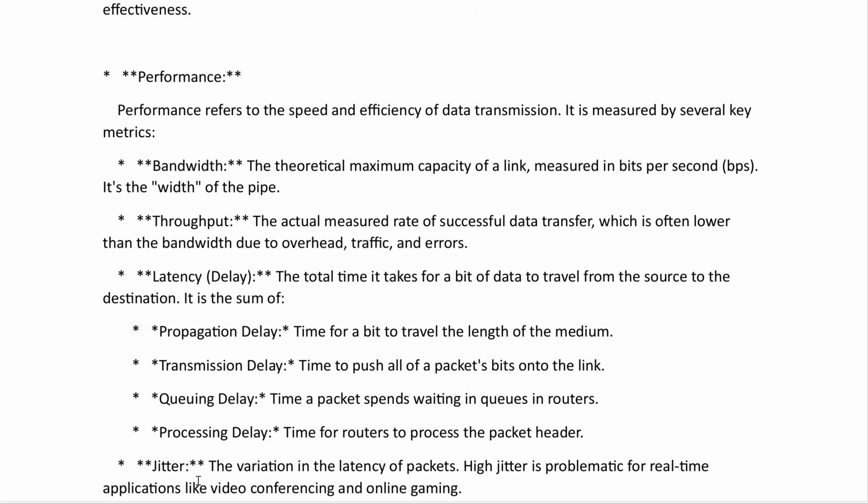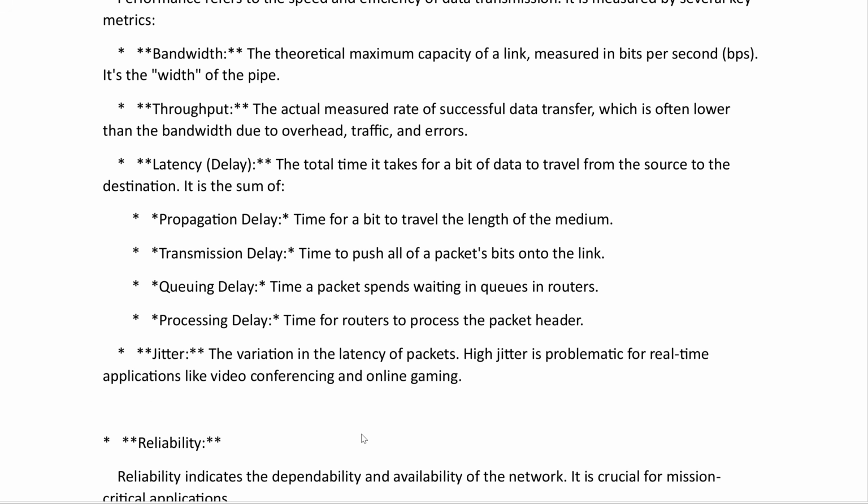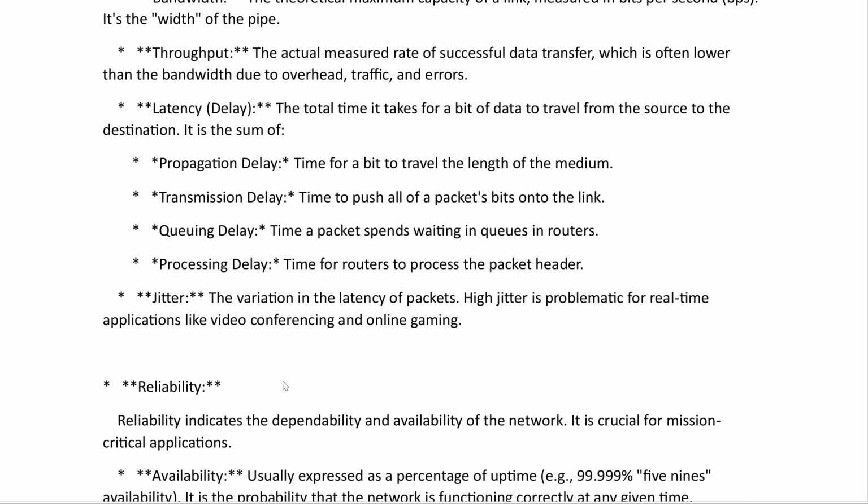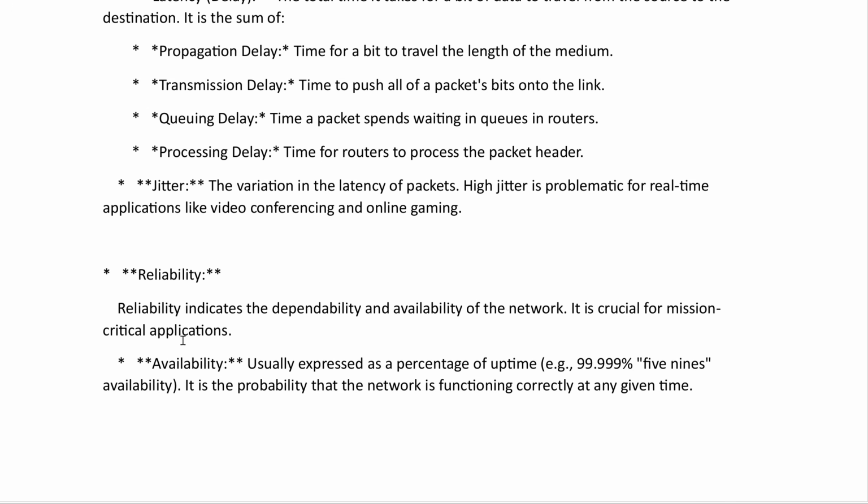Also, latency or delay includes another part that is known as jitter. Jitter is the variation in latency of packets. High jitter is problematic for real-time applications like video conferencing and online gaming. Next metric is known as reliability. Reliability indicates the dependability and availability of the network. It is crucial for mission-critical applications.